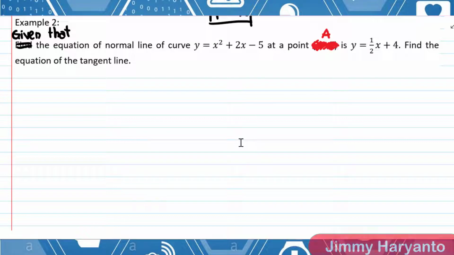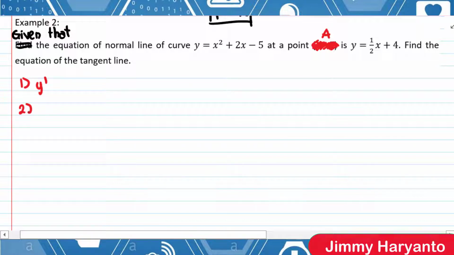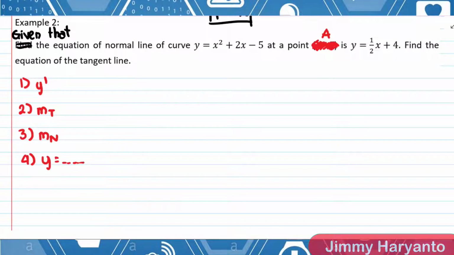So instead of asking for the normal line, the normal line is already given, guys. Normal line-nya udah dikasih tahu, ya. Jadi apa yang kita lakuin kayak the process will be reversed, right? So usually we find the y-accent, and then the second one is find the gradient of tangent, and then the third one is find the gradient of normal, and then number 4 we have the equation of normal, yeah. But this time the equation of the normal is already given, so that means we have to reverse the process like that.